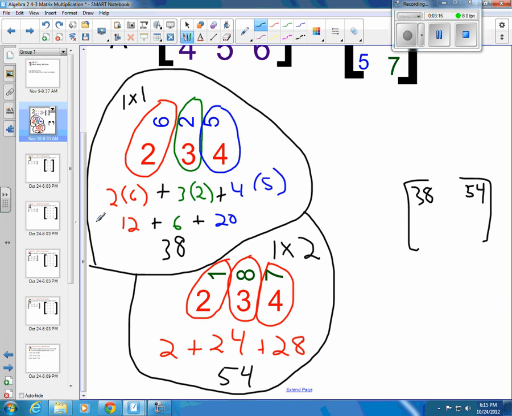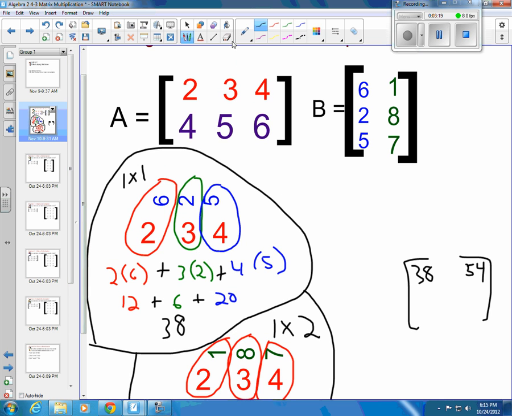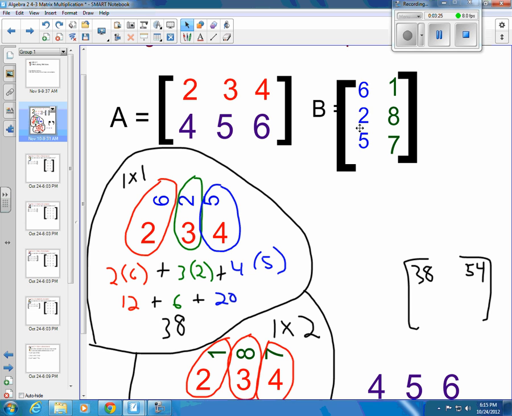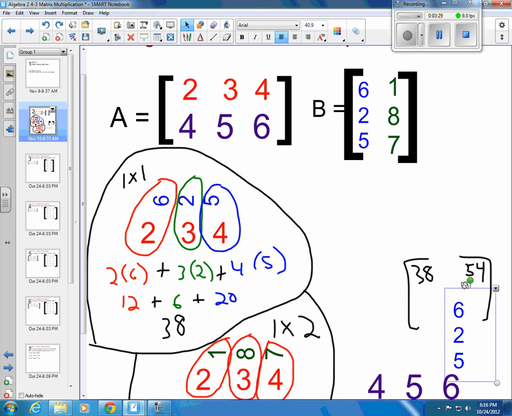Now I'm going to keep going. Now I need my second row. And I'm going to have to do the same stuff with my second row. Second row, first column. Probably shouldn't have put that so close. Flop that over here.